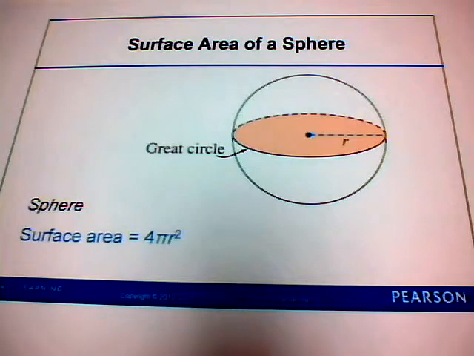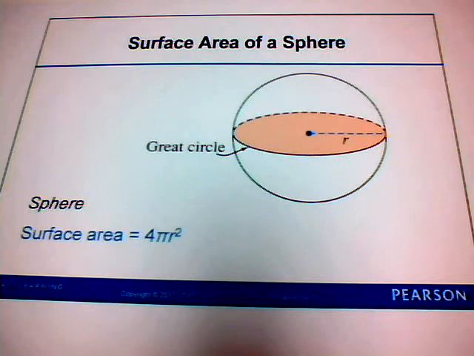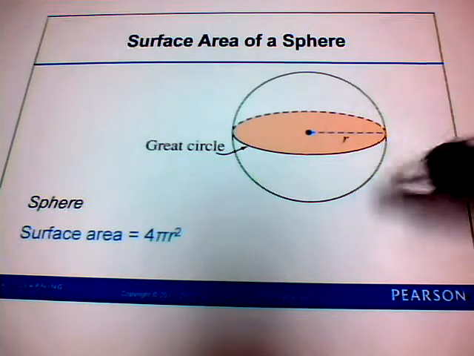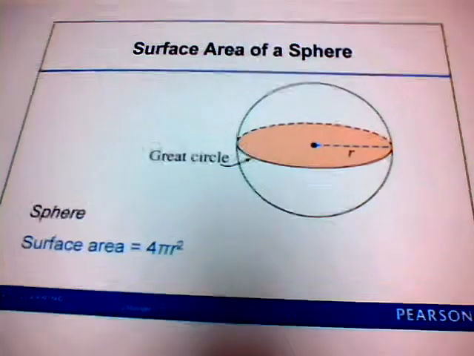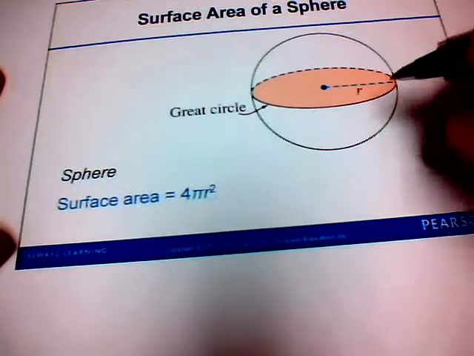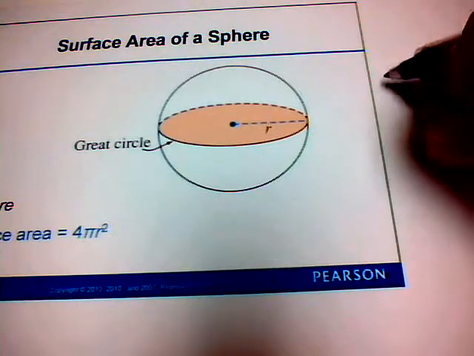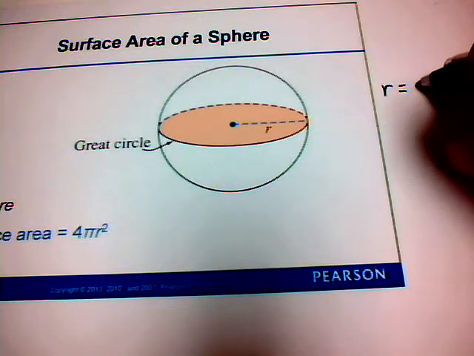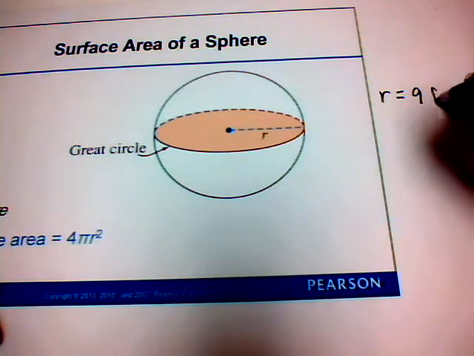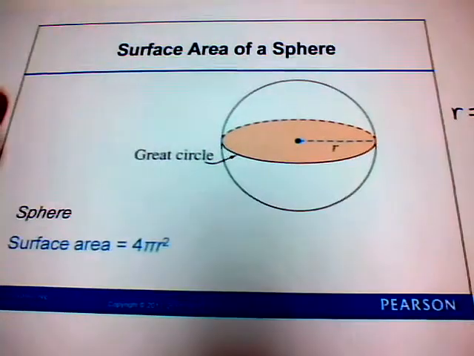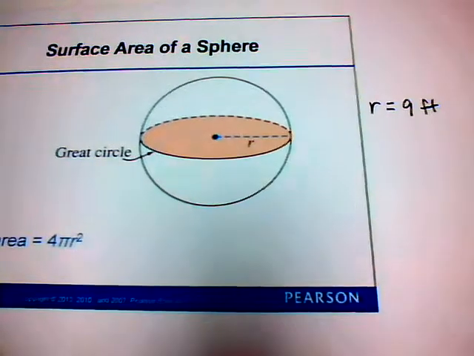And then a final thing we'll look at is the surface area of a sphere. Keep in mind the sphere is nothing but a ball, and it does have a radius. It's in 3 dimensions. So the surface area will be 4 pi times the radius squared. So in this particular situation, let's say the radius is 9 feet, and I want the surface area of this sphere with a radius of 9 feet.